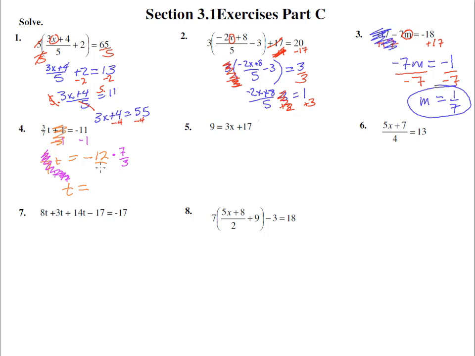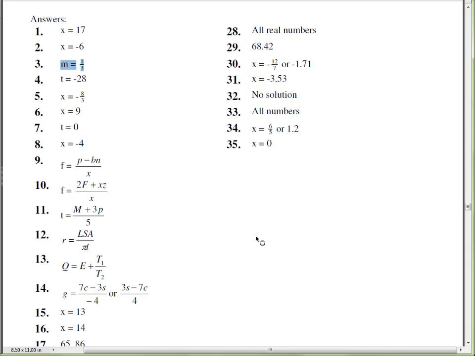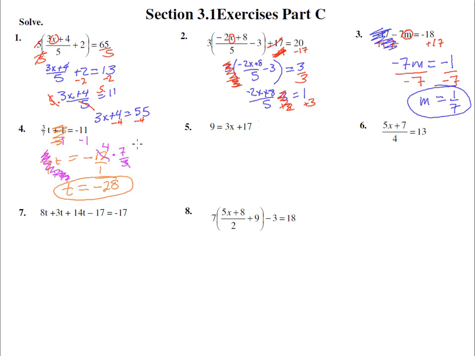That negative 12 is a negative 12 over 1, and what happens with that? The 12 divided by 3 is 4, and 4 times 7 is 28. Or if you wanted to, you could stick that in your calculator as well, and we get negative 28. Don't forget, a negative times a positive is a negative. And check our answer on that one. T equals negative 28, correct. Number 5.